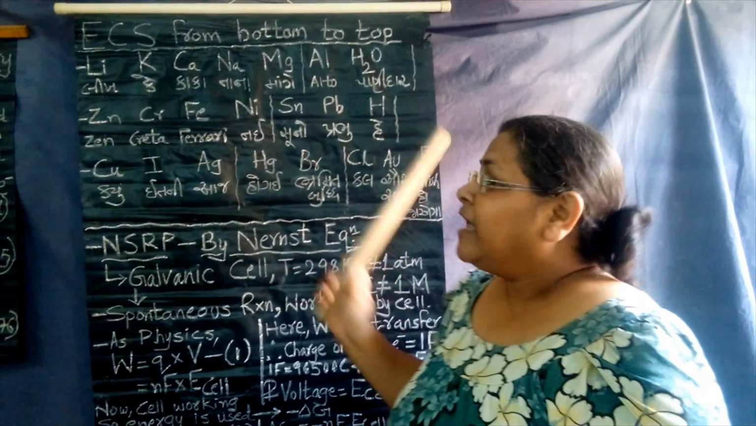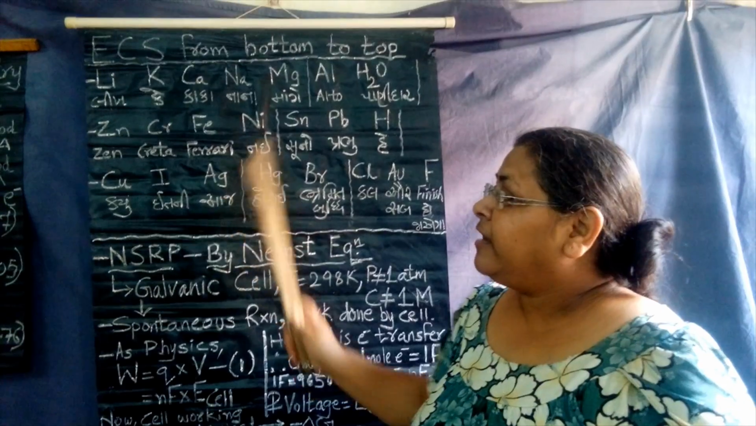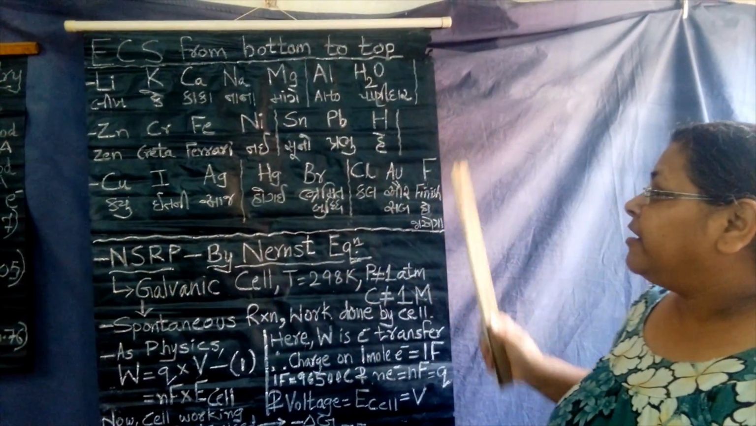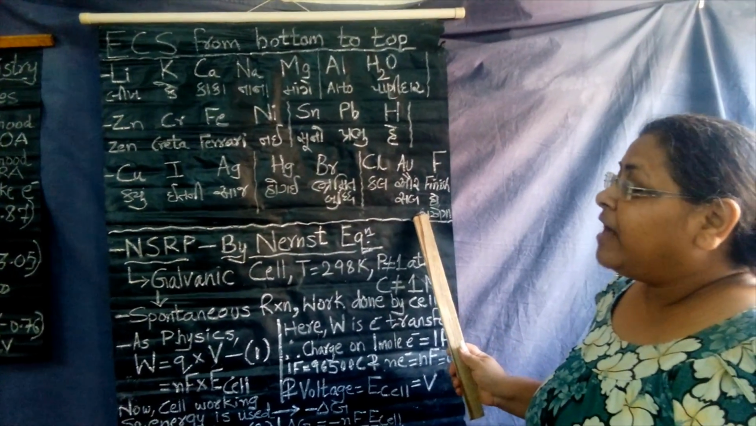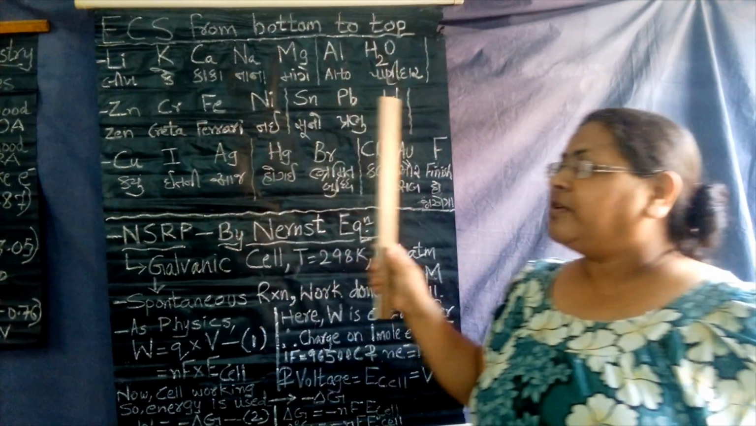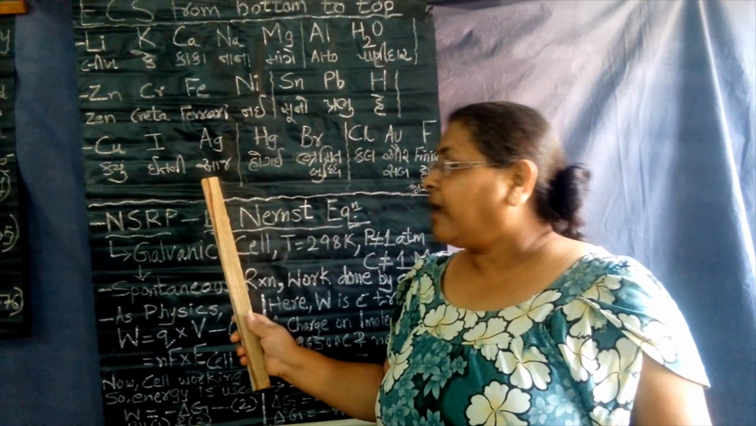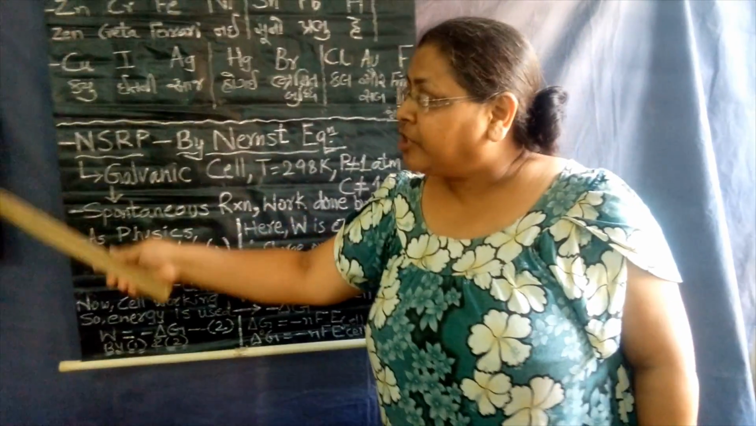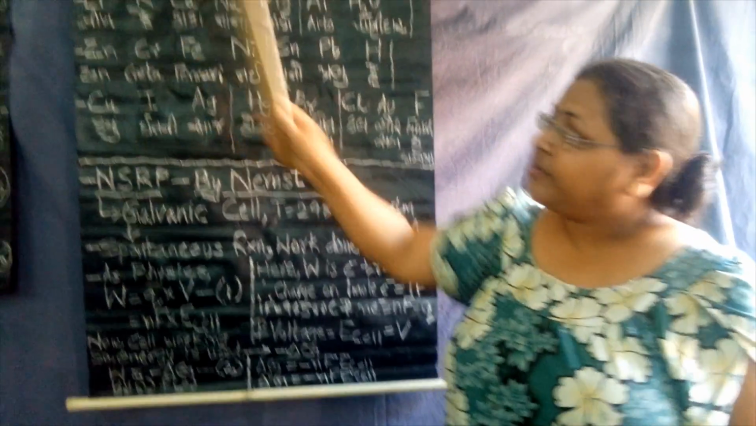My dear students, this will help you at a glance to see which one is the strongest reducing agent and which one is the strongest oxidizing agent, and to find out which one is the cathode and which one is the anode in your given question. Right? Now let us go further. This was about the standard reduction potential with the help of the Electrochemical Series.